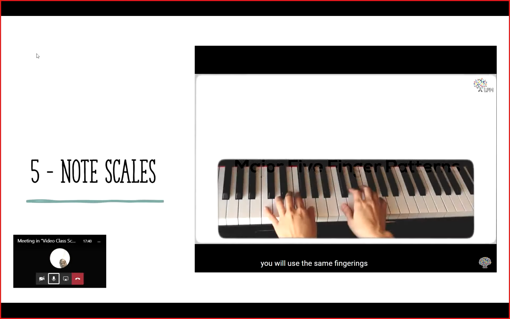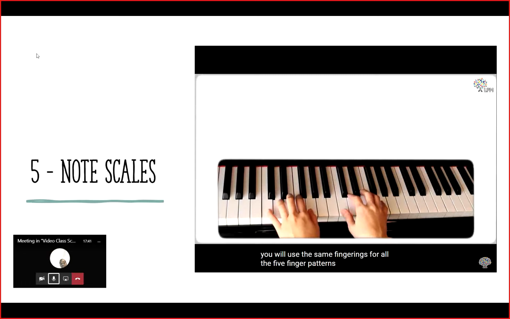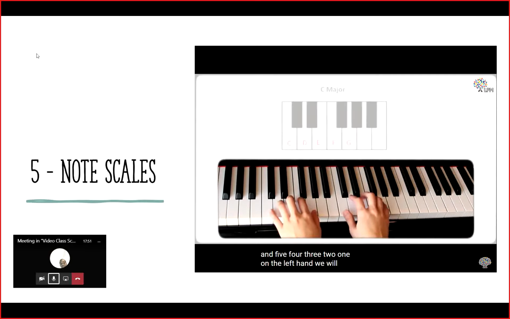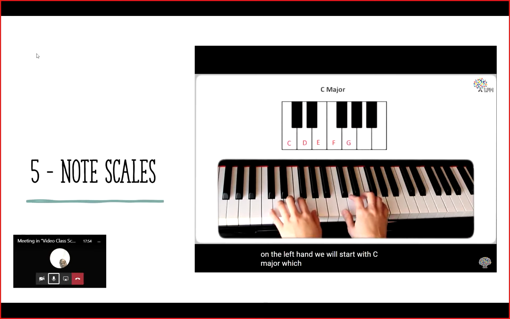You will use the same fingerings for all the 5-finger patterns, which is 1, 2, 3, 4, 5 on the right hand, and 5, 4, 3, 2, 1 on the left hand. We will start with C major, which is fairly straightforward.